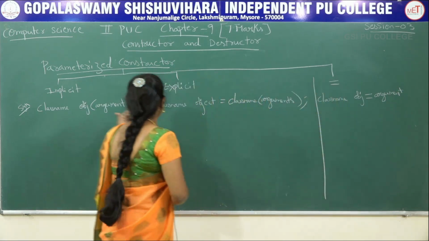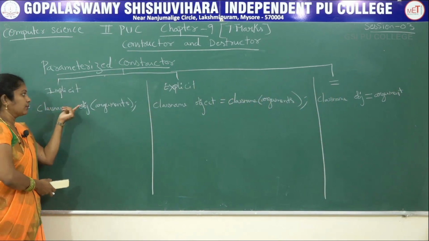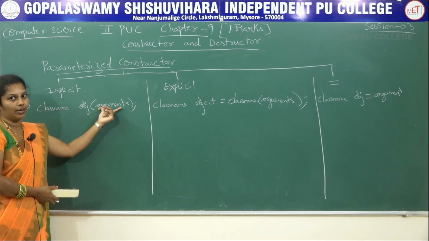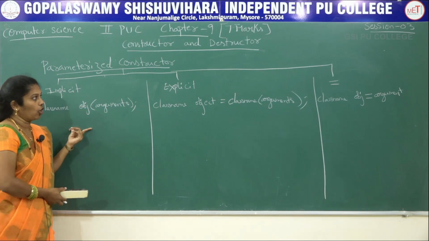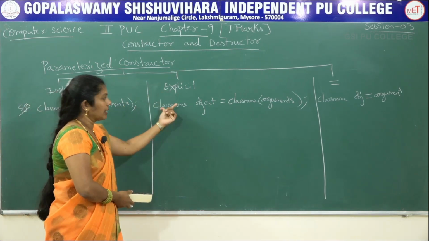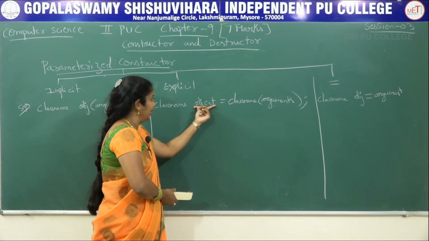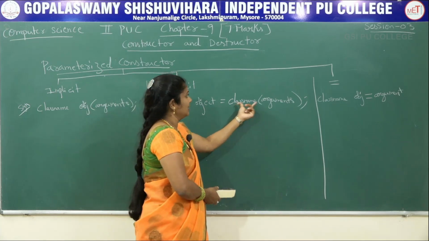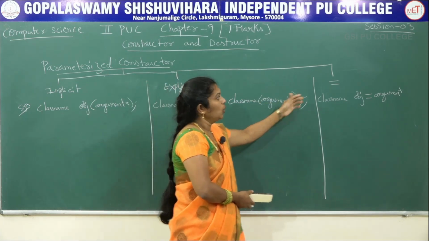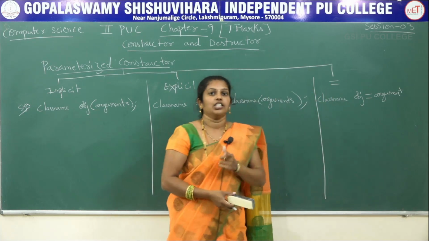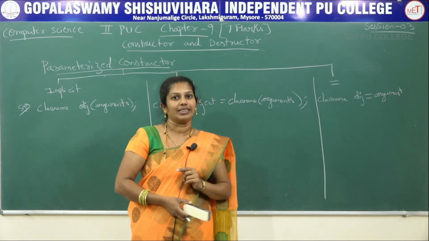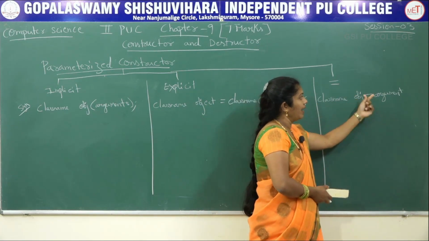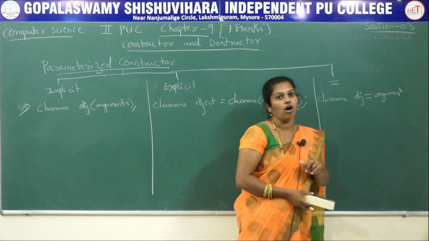See, in implicit call, class name is followed by object name. Inside the parenthesis only, the arguments are written. That is implicit call. Whereas in explicit call, class name, then object name, then it is followed by assignment operator. Once again class name, then arguments we write. Whereas in the third case, initialization at the time of declaration with assignment operator, there is class name, then object followed by assignment operator, then followed by arguments.